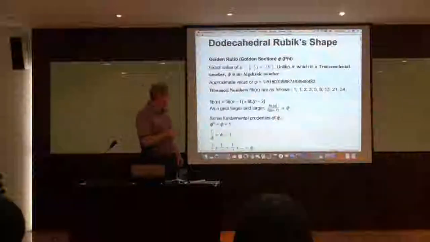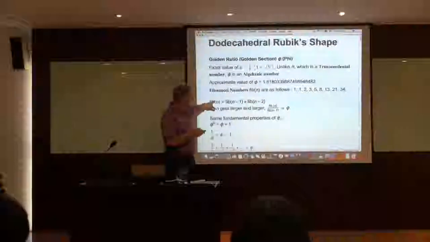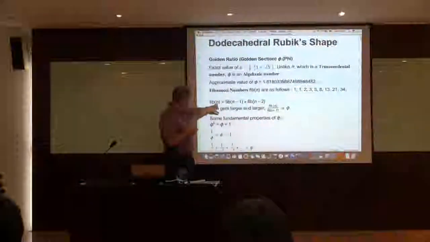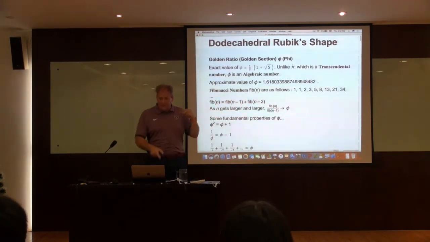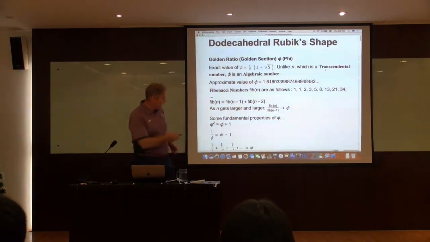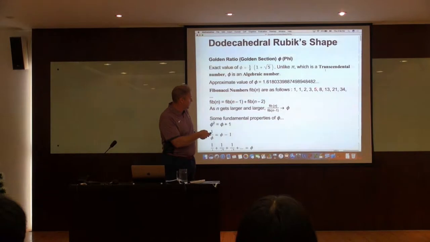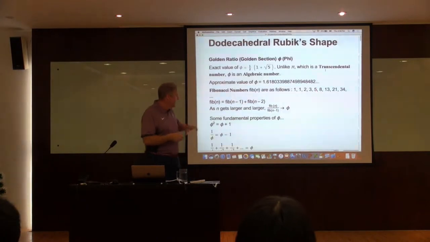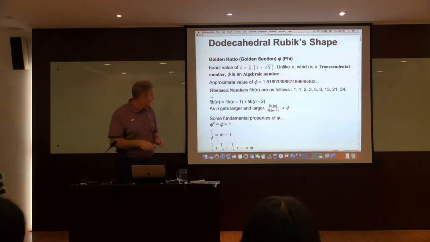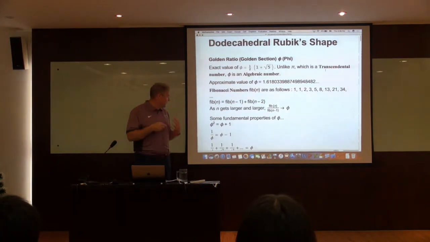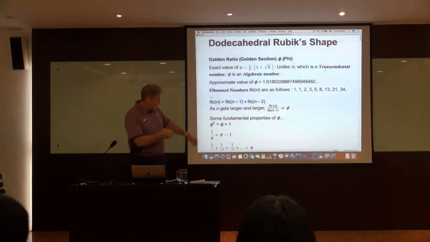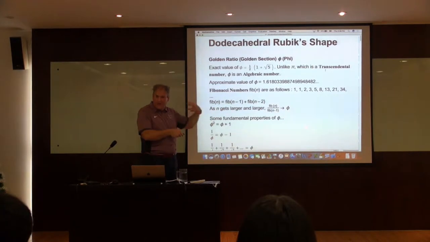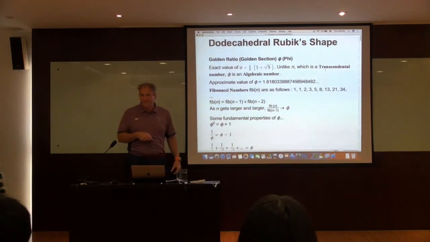But anyways, if fib of 1 is 1, fib of 2 is 2, how do you get the third one? Well, fib of 3 is fib of 2 plus fib of 1. So it's the sum of the previous two numbers. What is 3? 2 plus 1. What's 5? 3 plus 2. What's 8? 5 plus 3. What's 13? 8 plus 5. So on and so forth. Now, my purpose is not to talk about the Fibonacci numbers, but if n gets really, really large, the nth Fibonacci over the (n minus 1)th Fibonacci is the golden ratio.